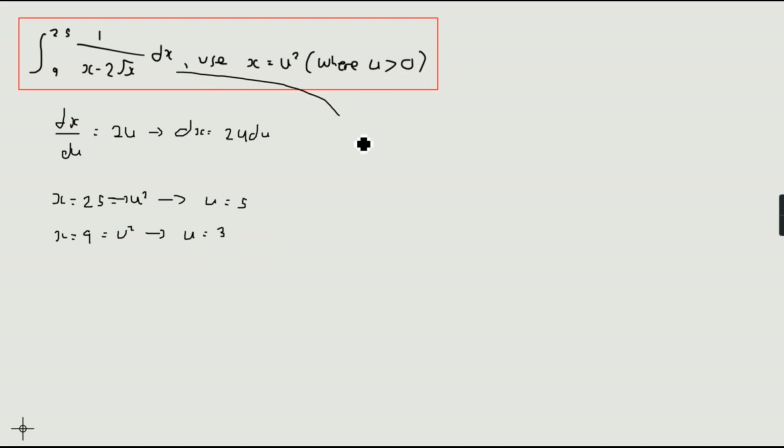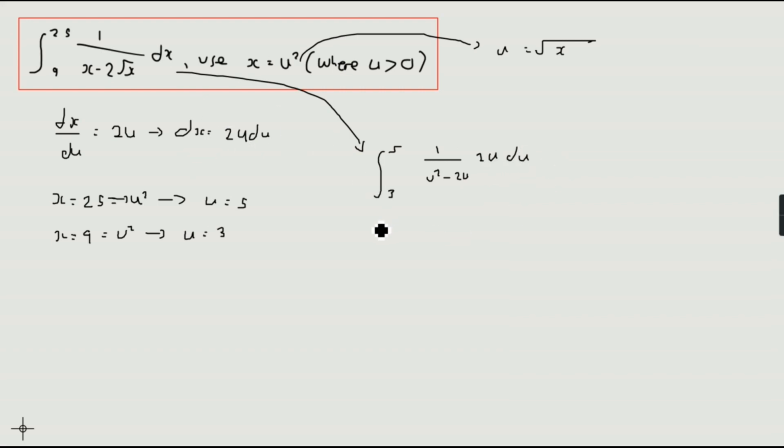So let's see what we've got so far. We've got the integral between the 25 has been replaced by 5, and 9 has been replaced by 3, and we've got 1 over x, but x we know is u squared, minus 2 root x. But the root x, if we just look at this again, if x equals u squared, well, if we square root both sides, we've got that u equals the square root of x. So we can actually replace the root x here by u as well, so that's 2u. And then the dx is replaced by this term here, the 2u du.